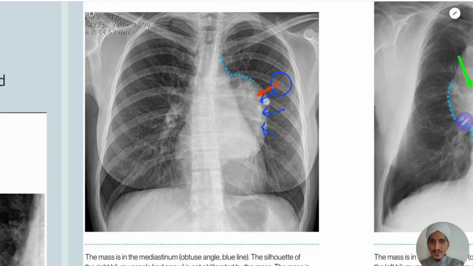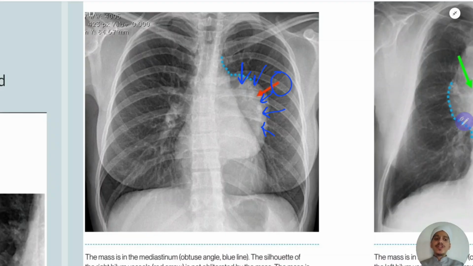That is nothing but the vessels. If you are able to see these margins within the mass, that means you are able to see the hilum within the mass. The hilar silhouette sign is absent. There is a silhouette sign with respect to the heart, with respect to the diaphragm, and with respect to the hila also, but the hilar silhouette sign is absent here. That means the mass is not in the middle mediastinum. It is either in the anterior mediastinum or in the posterior mediastinum.